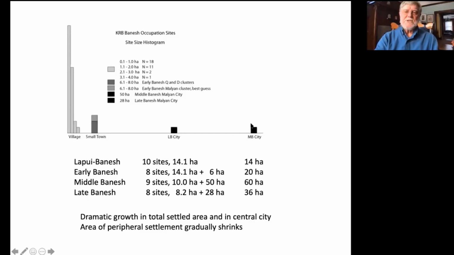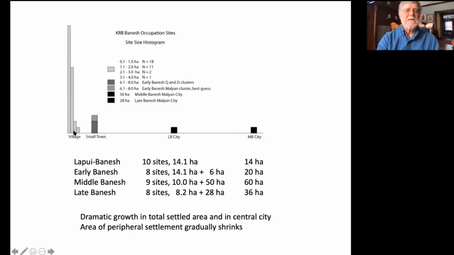This graph shows the size of the middle Banesh city up here. There's the late Banesh city, so these are not contemporaneous. The small towns are early Banesh, so they wouldn't be there. This would be the early Banesh settlement distribution. This and this would be the middle Banesh, the two ends, and the late Banesh would be that and something like over there.